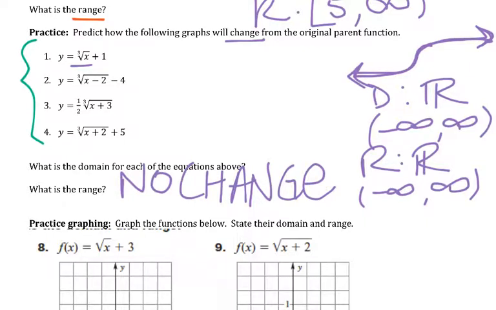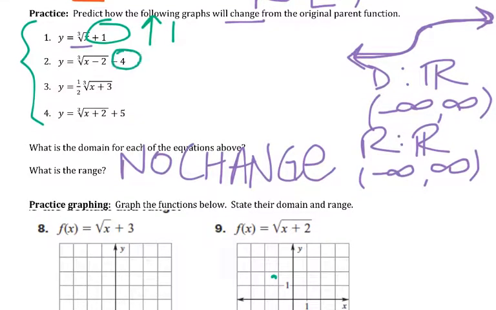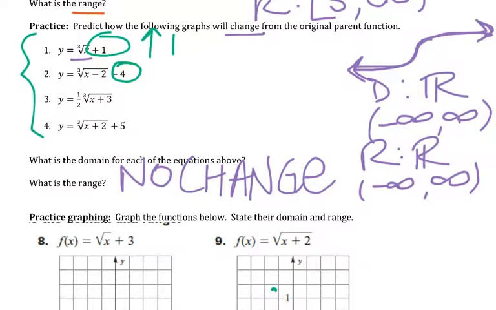Okay, checking back in. For number 1, we have a +1 on the outside. That's a vertical change. We're moving up 1. In number 2, we have a -4 on the outside. That means that we are going down 4. Are we moving left or right? Well, there's a -2 on the inside. That means we're moving right 2. There wasn't anything on the inside for number 1, so we're not moving left or right.